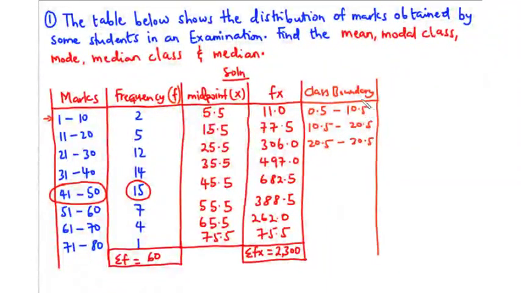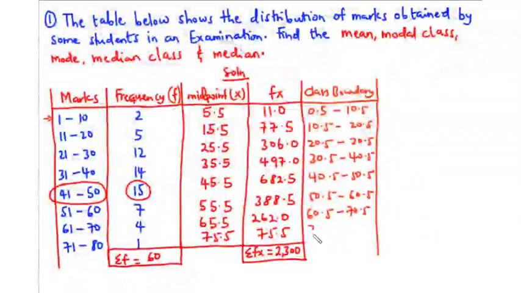You realize that the upper boundary of an interval is the lower boundary of the next interval. So we can repeat this same action for the next intervals. So this becomes 30.5 to 40.5, 40.5 to 50.5, 50.5 to 60.5, 60.5 to 70.5, and then 70.5 to 80.5. So these are the class boundaries for the various intervals.